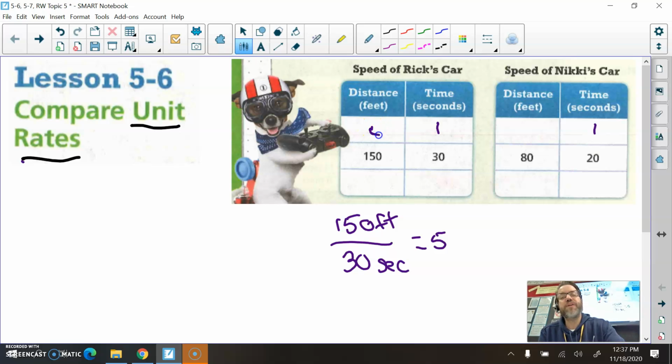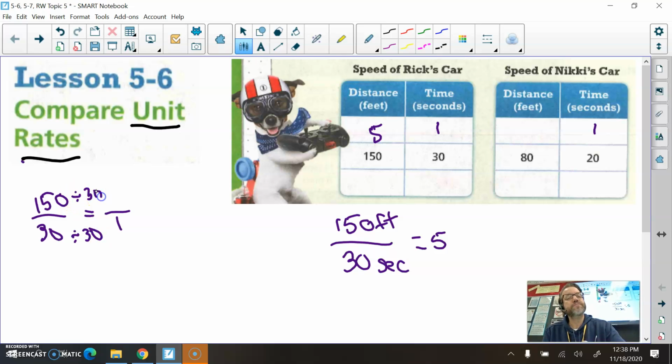So anytime you want to find the unit rate of something, all you need to do is just divide. In this case, we're dividing feet by seconds. So 150 divided by 30 is the same thing as 5 over 1. In effect, what I've done is I've taken a fraction that is not in simplest terms, and I've simplified it all the way down by dividing both of these by 30. And we get 5 to 1. All right, so 5 feet per second.